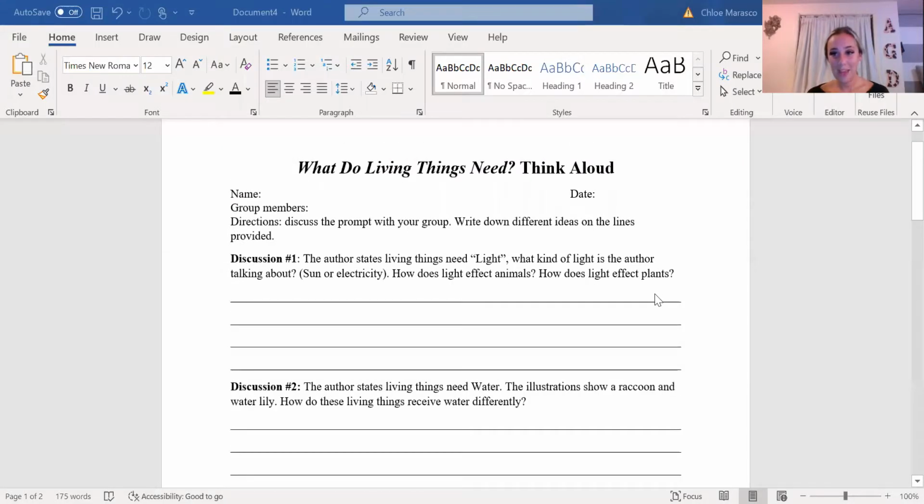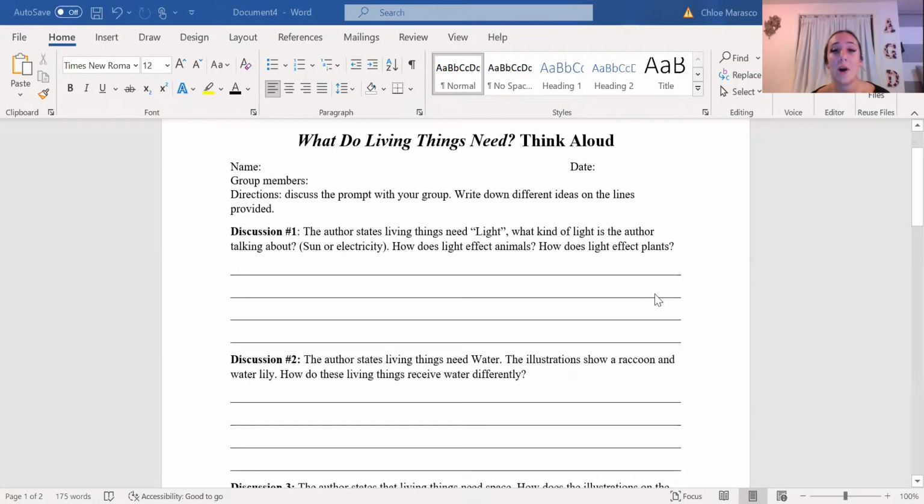So this is the worksheet that the students will get at the beginning of the read aloud learning strategy. On this worksheet, you'll give them time to fill out their name, their date, and their group members. Writing the group members is important because you want to see who is all working to fill out this worksheet. In the directions, I put that you will discuss each prompt with your group, which the educator will be reading out loud also.